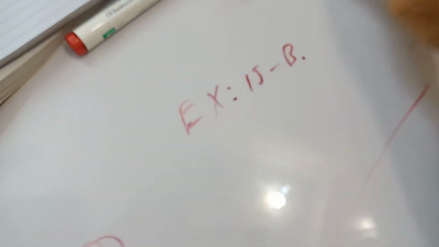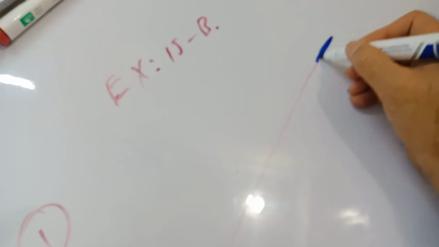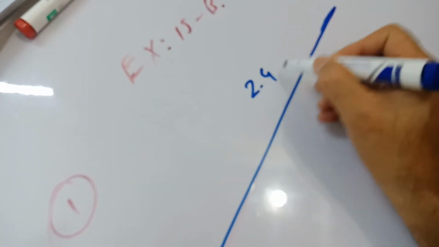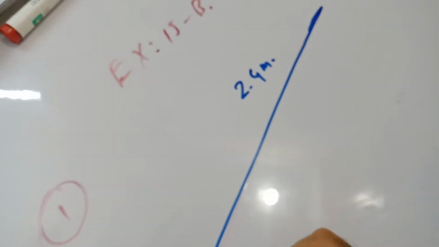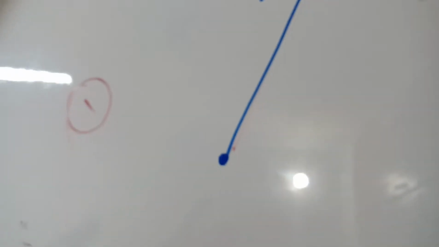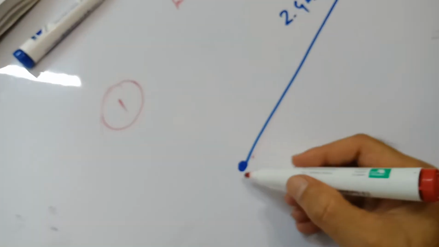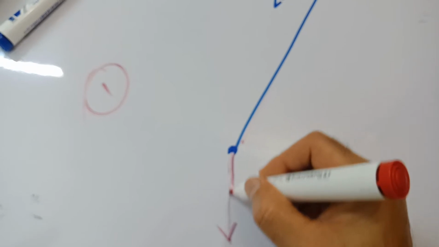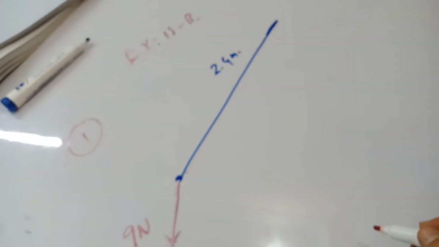Let me change the marker. Now, this string is 2.4 meters long, and there is an object over here whose mass is 0.9 kg. So the weight has to be shown downwards. This is going to be 9 newtons.